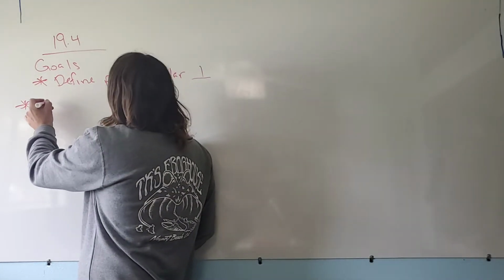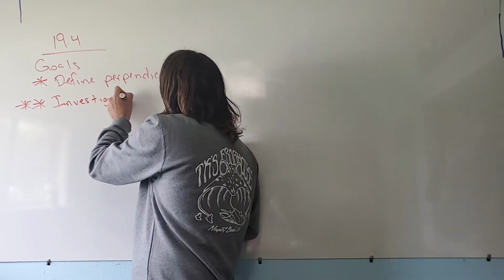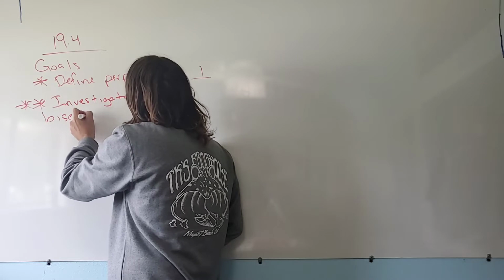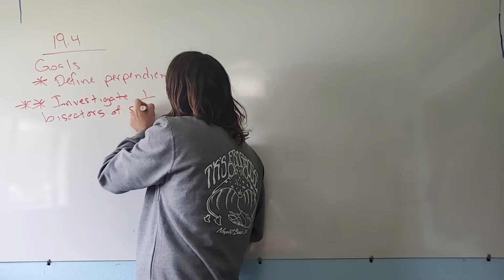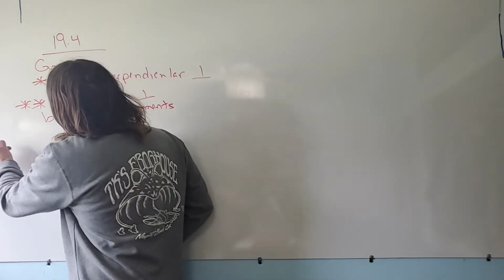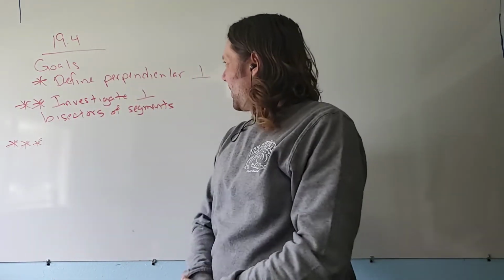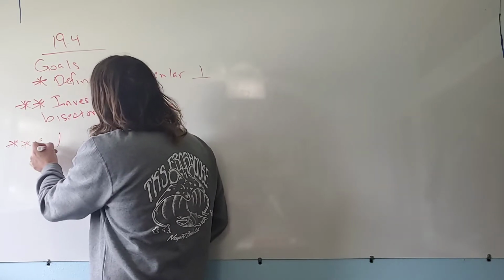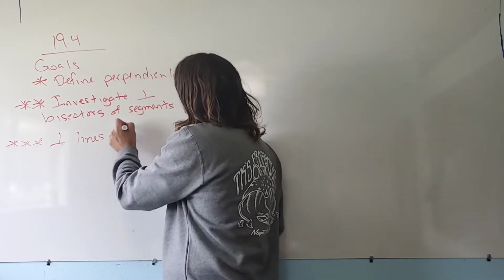So we're going to investigate perpendicular bisectors of segments. And we're also going to see the last idea, which I think is a pretty simple idea. I think it's actually very intuitive. We'll just call this one perpendicular lines and their angles.